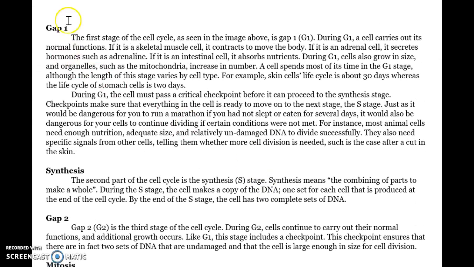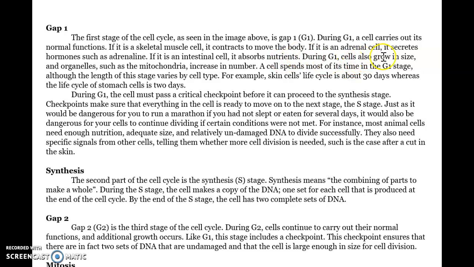Looking at the different stages of the cell cycle, starting with gap 1. The first stage of the cell cycle, as seen in the image above, is gap 1, or G1. During G1, a cell carries out its normal functions. If it is a skeletal muscle cell, it contracts to move the body. If it is an adrenal cell, it secretes hormones such as adrenaline. If it is an intestinal cell, it absorbs nutrients.